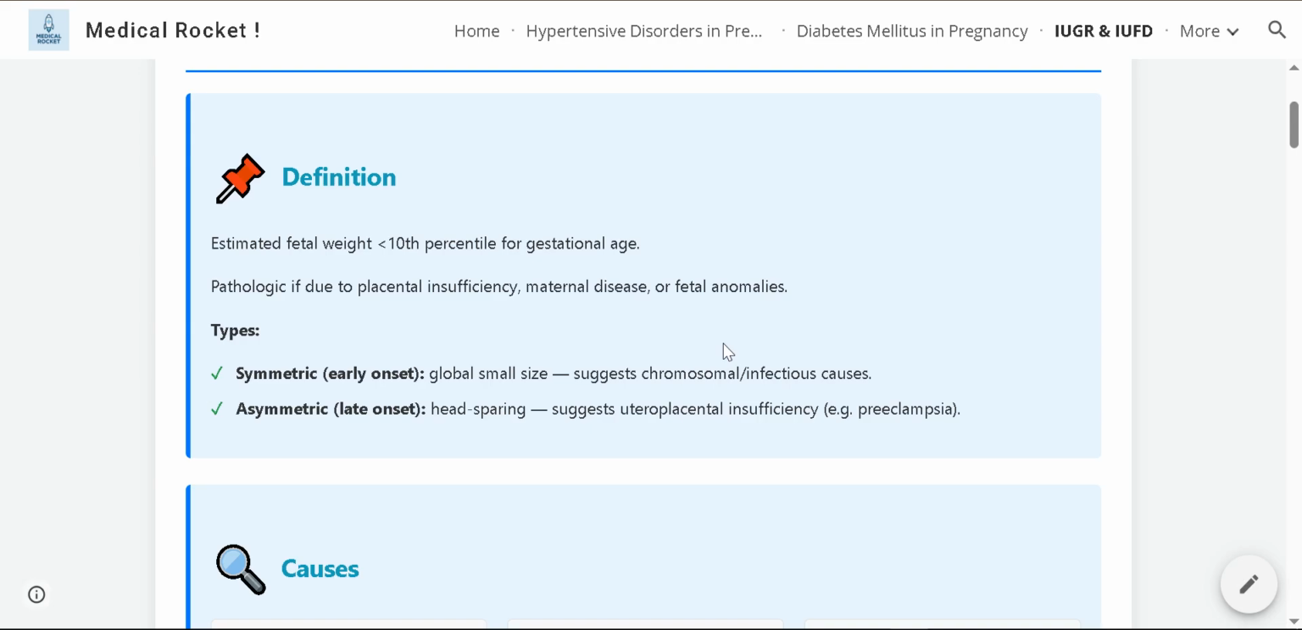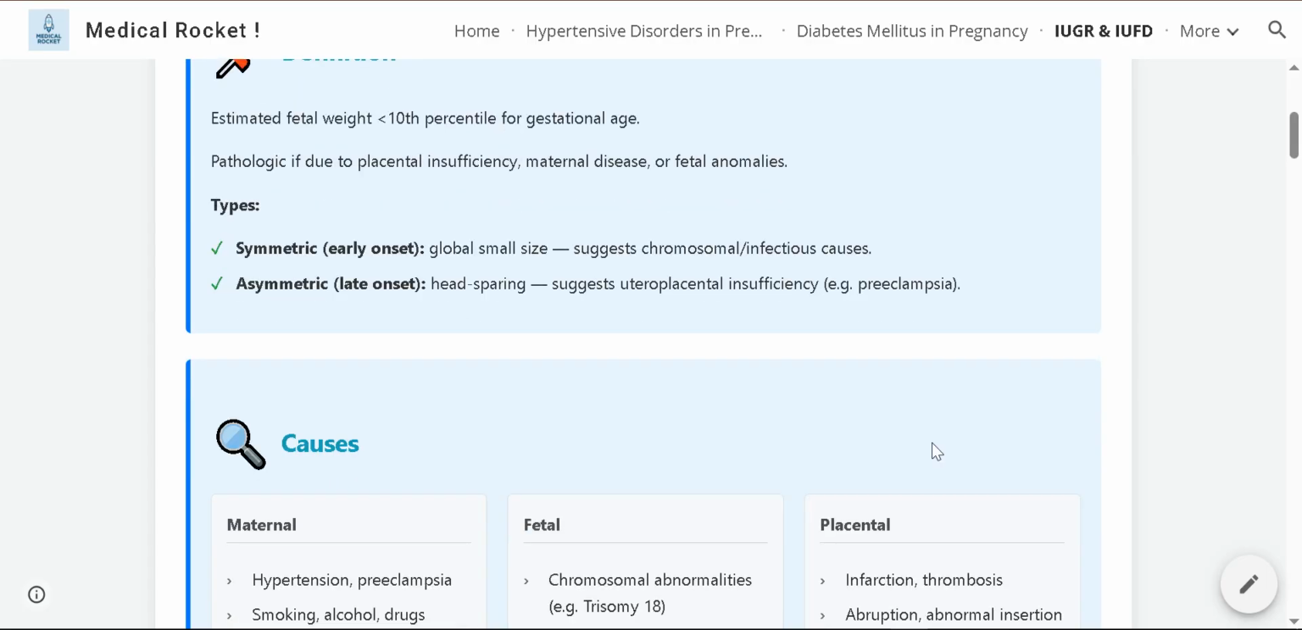Now, two major types of IUGR. Symmetric IUGR occurs early in pregnancy. The whole fetus is proportionally small, head and body. Think of chromosomal abnormalities or TORCH infections like CMV, toxoplasmosis. Asymmetric IUGR occurs later in pregnancy. The head is spared, but the abdomen is small. Classic cause? Uteroplacental insufficiency, like preeclampsia, smoking, or malnutrition. Recognizing the pattern, symmetric versus asymmetric, is key for diagnosis and exam questions.